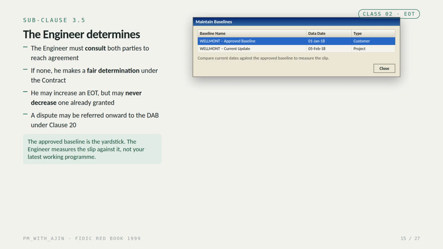If there's no agreement, he makes a fair determination in accordance with the contract. One important protection: he may increase an extension already granted, but he can never decrease it. And if either party disagrees with his determination, it can be referred onward to the dispute adjudication board under clause 20. Notice what he measures against: the approved baseline, not your latest working program. The baseline everyone signed up to.